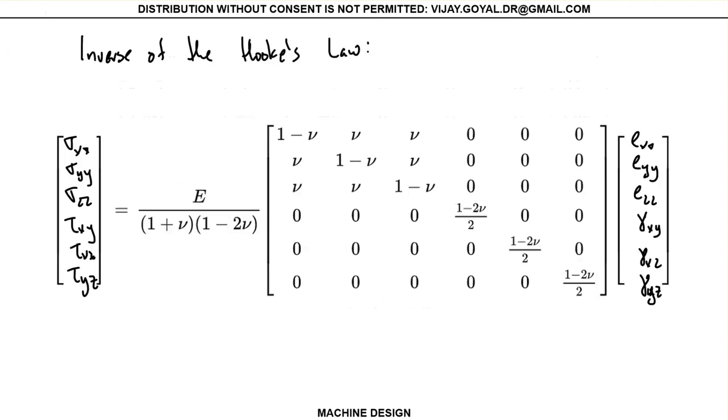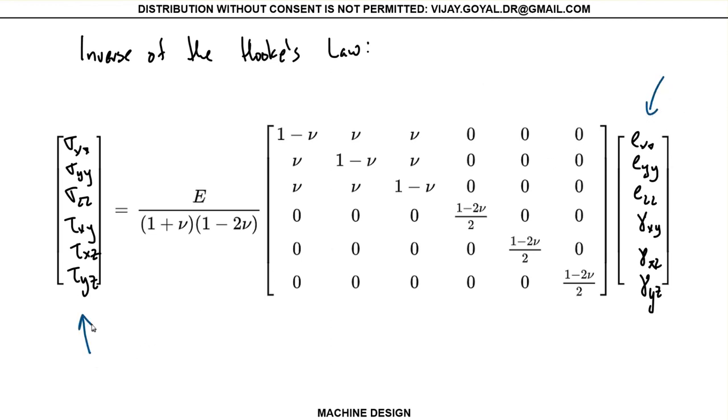Now, the second case is what happens when I have the inverse of Hooke's law. When we are working with the inverse of Hooke's law, then this is what your general equation looks like. This is xz, and this will be yz. This is xz. XX, YY, ZZ, XY, XZ, and YZ. And this is the inverse. So what you're saying here is, if I know my strains, I can find my stresses.